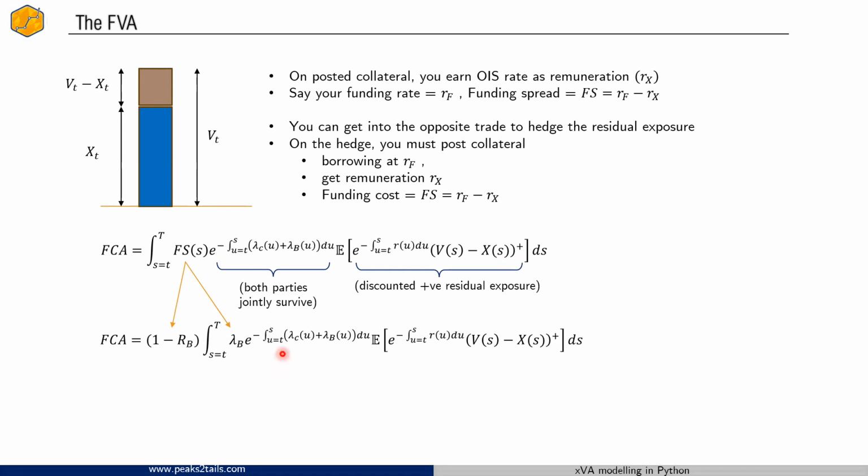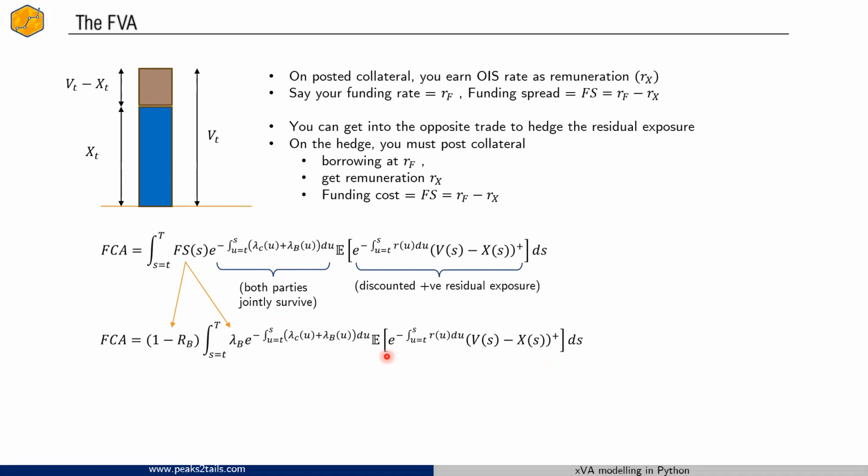Krishna has a question. The joint survival probability assumes independence. Yes, totally, because it's a product. Since we are doing a product, it assumes independence. If they are related, then you have to use some kind of copula model. If they are not independent, then you have to jointly model the default probability using some copula. Yeah. This is FCA, okay?